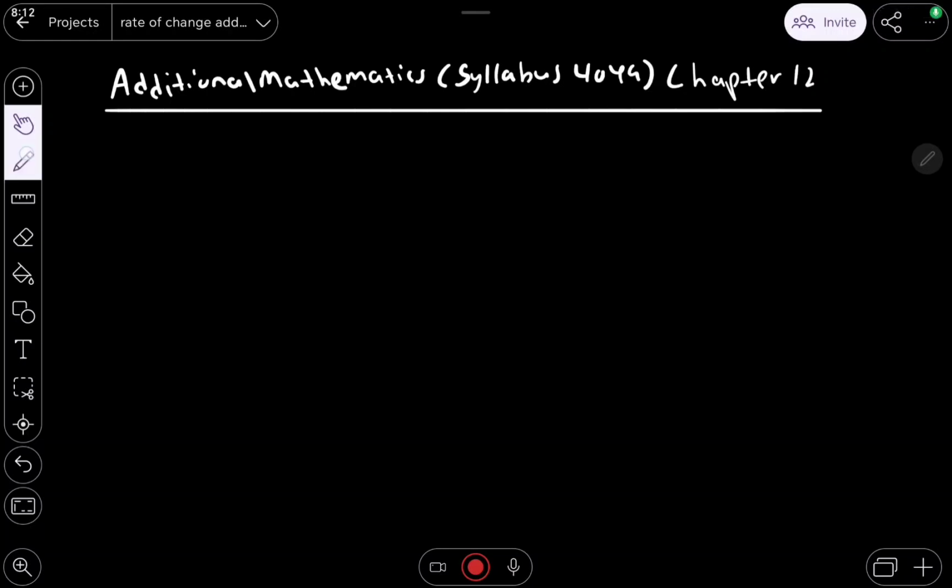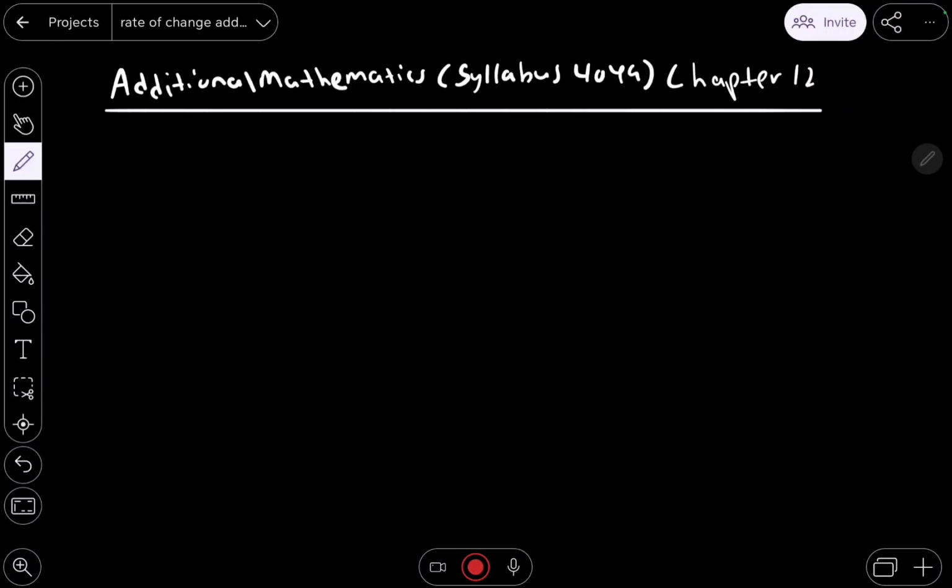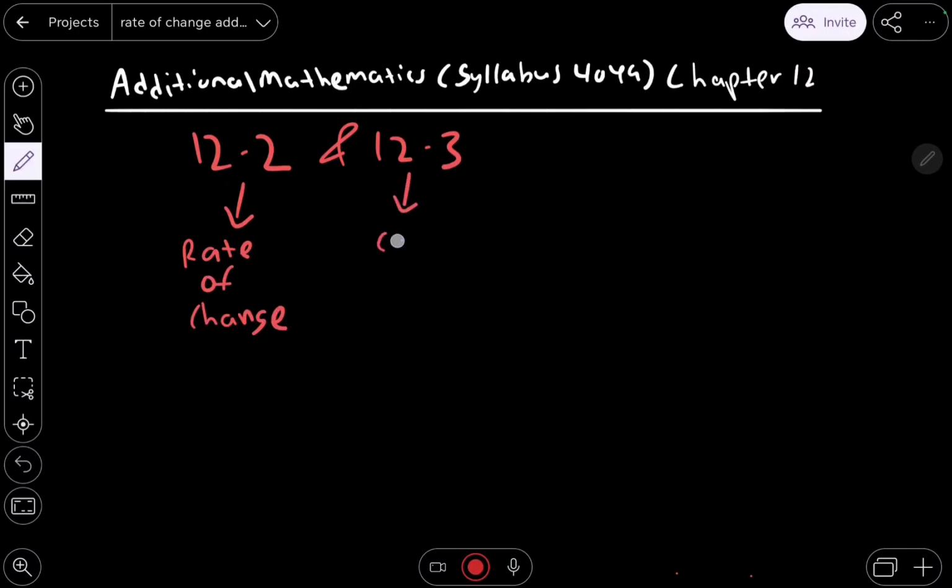Welcome back to another episode on Additional Mathematics, where we look at the syllabus code number 4049. And today we're looking at chapter 12 of our textbooks. Specifically, we are going to go into this subtopic of 12.2 and 12.3. So you might wonder, okay, what are they under? Alright, so this is rate of change. And this is connected rate of change.